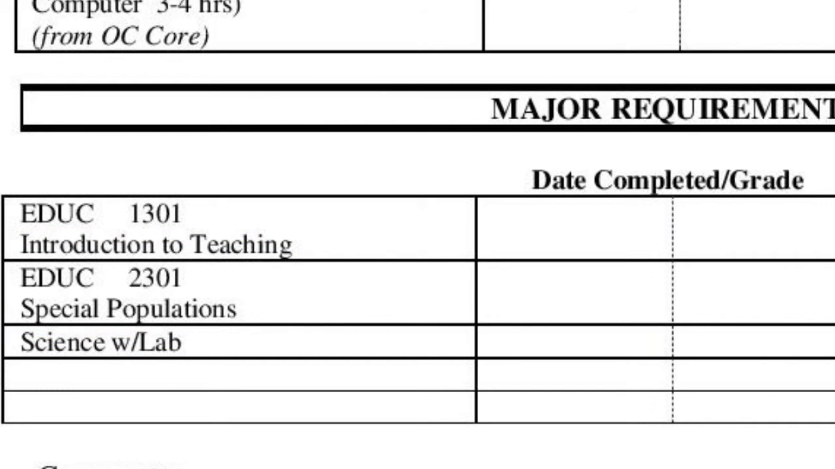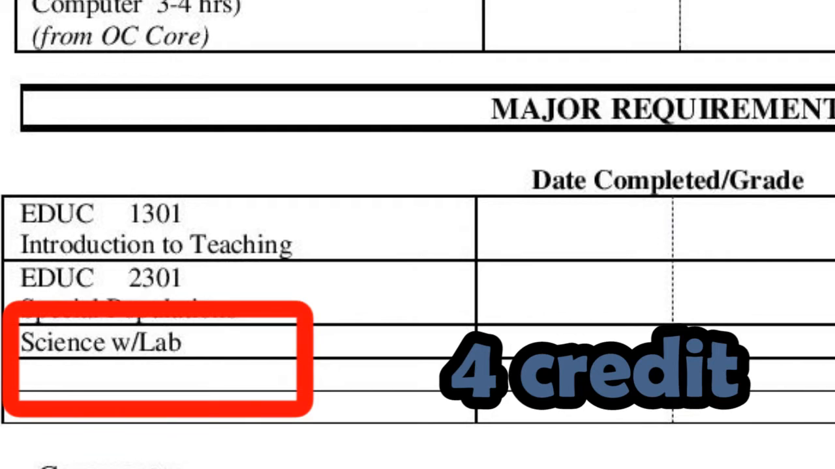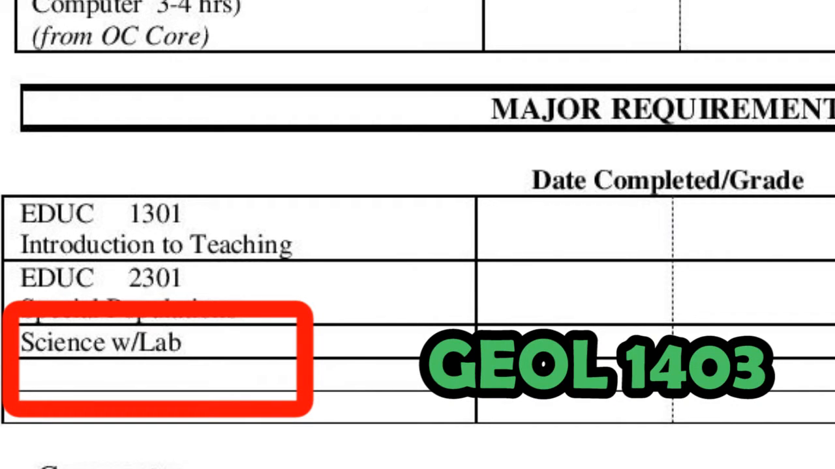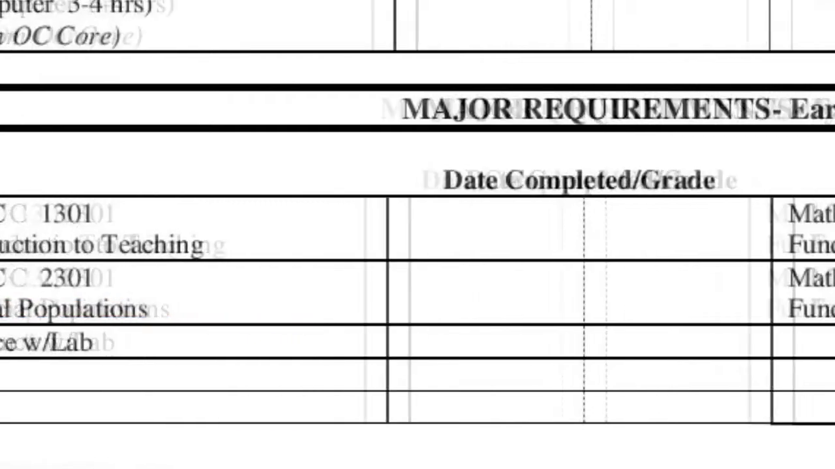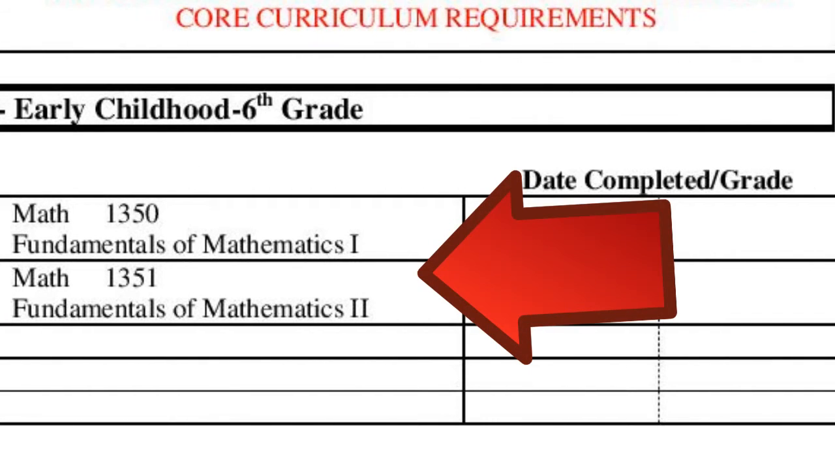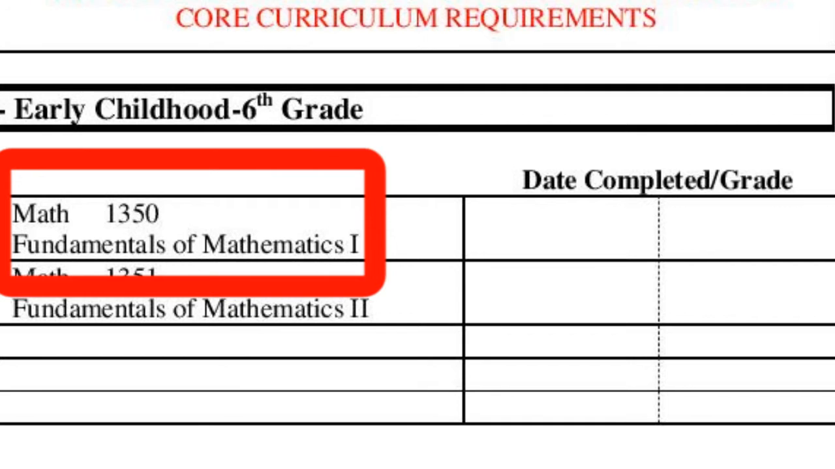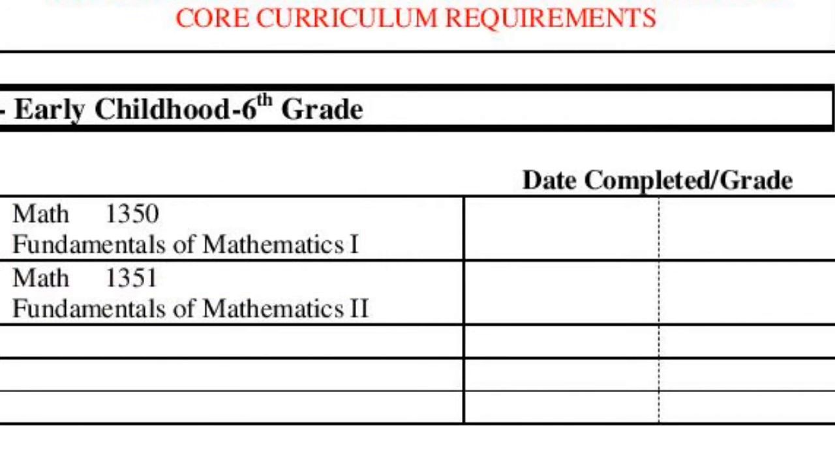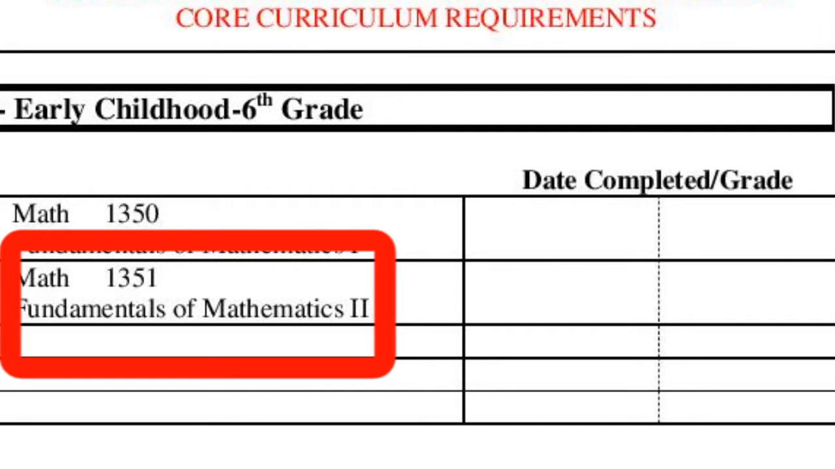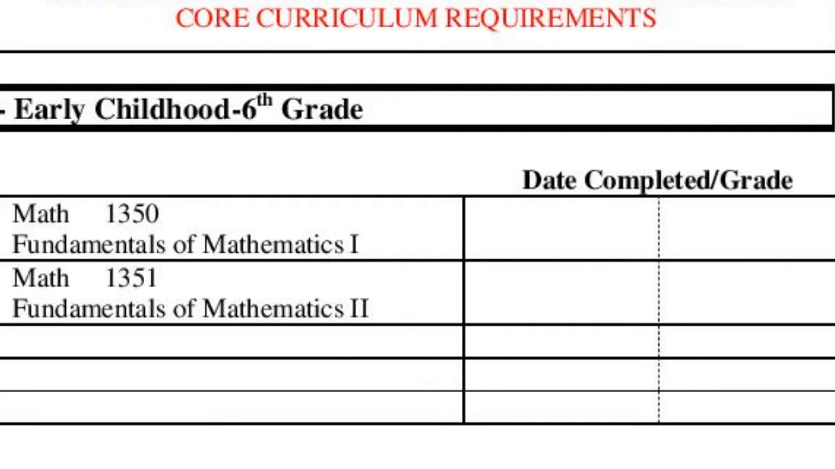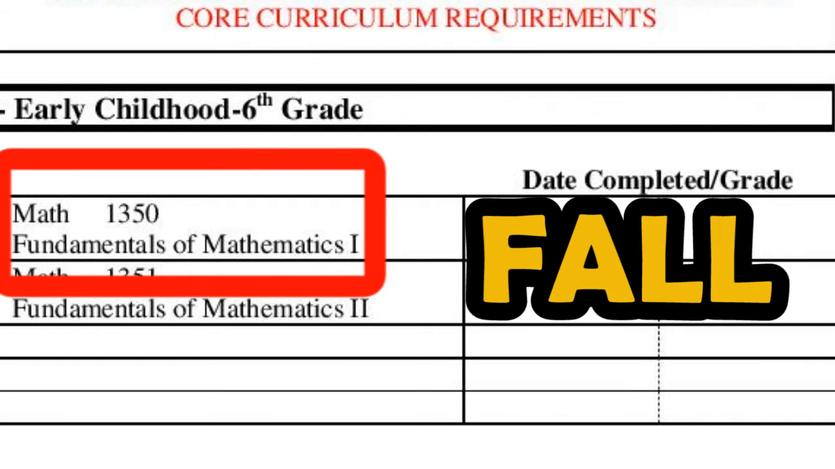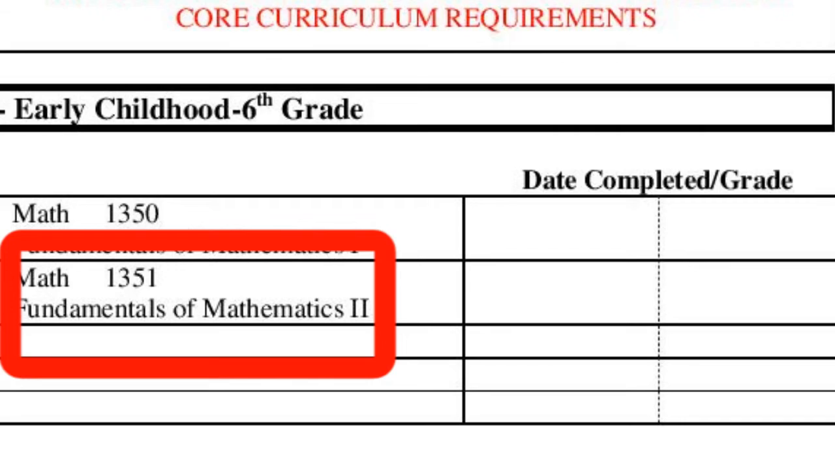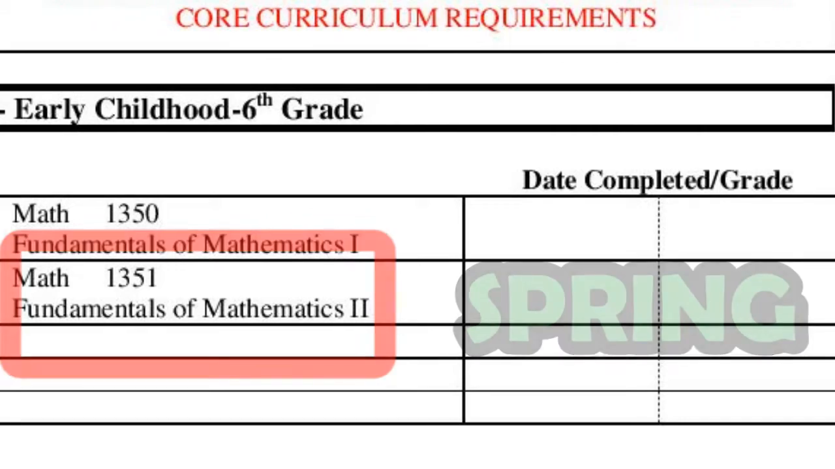Next, you will notice you need an additional 4-credit science class. Geology 1403 is preferred if you took both the 1408 and the 1409 biology in the core requirements. Last, there are 2 additional math classes. Math 1350, Fundamentals of Math 1, and Math 1351, Fundamentals of Math 2. You must keep in mind that Math 1350 is only offered in the fall, and Math 1351 is only offered in the spring.